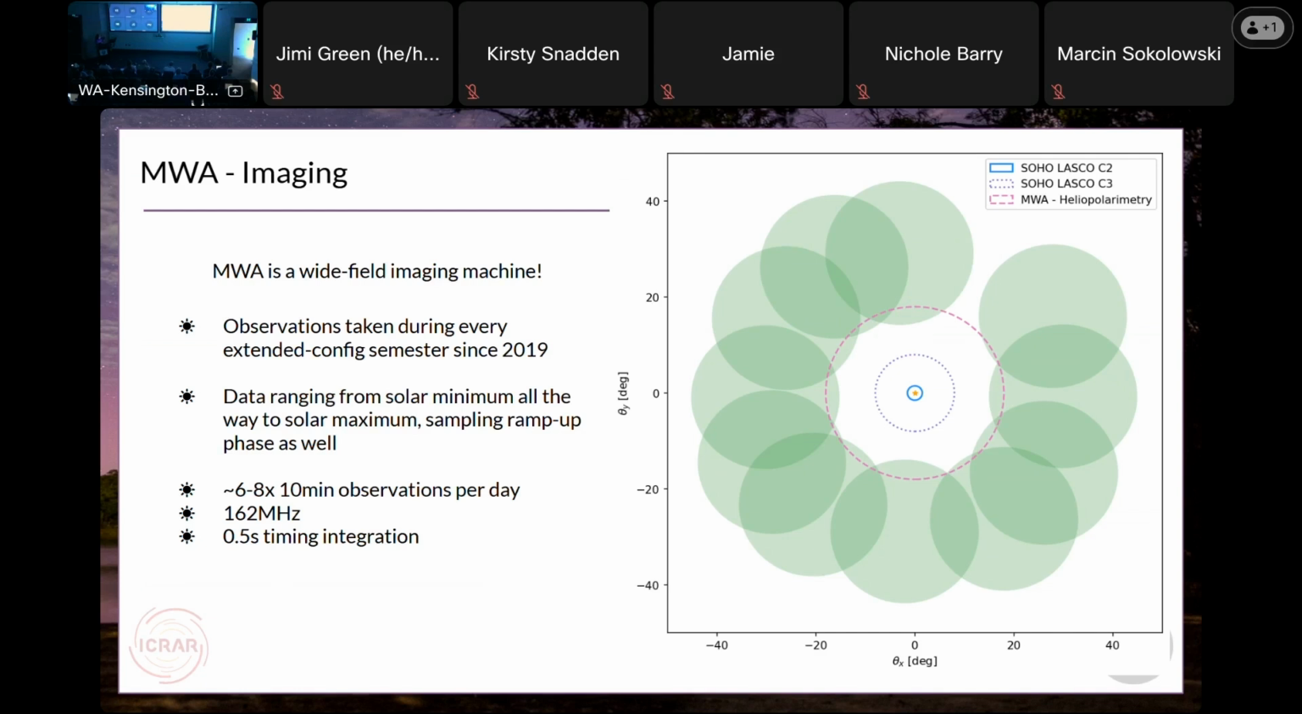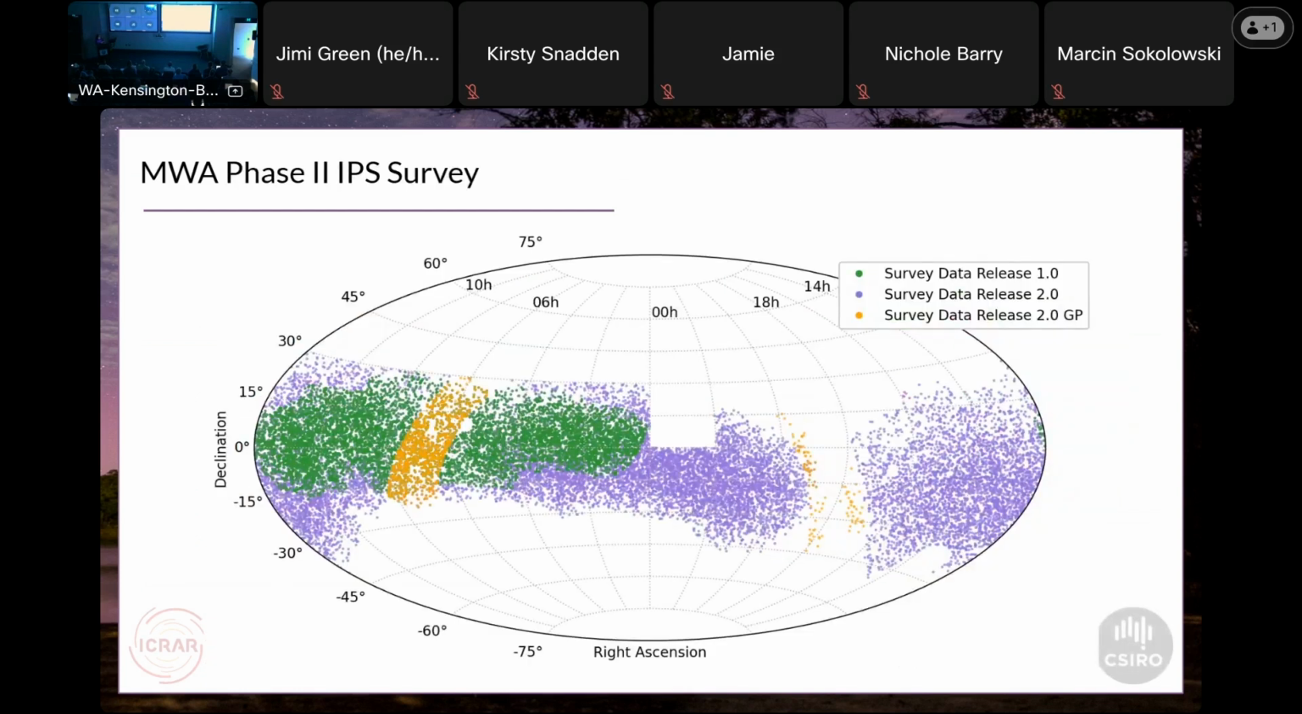So now, taking a subset of these observations that we took during 2019 and 2020, we first created a catalog of IPS sources. These are sources, specifically GLEAM sources, that exhibit IPS. We've now covered the full southern sky. We had data release 1 covering half of it, and we now have the full sky. We even have the galactic plane and some near the galactic center, which is very exciting. And it's over 20,000 sources now.